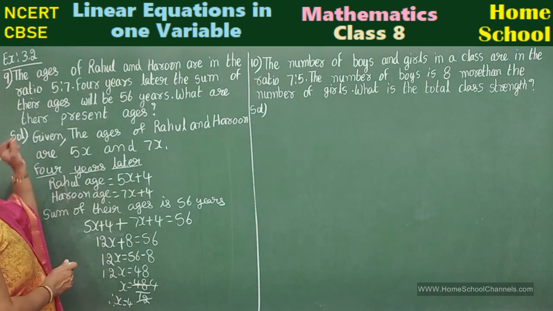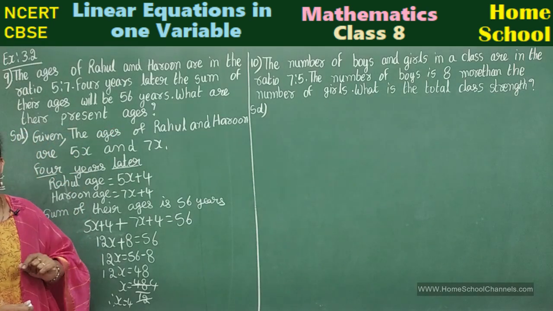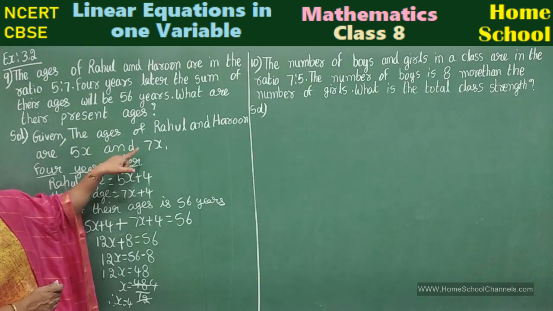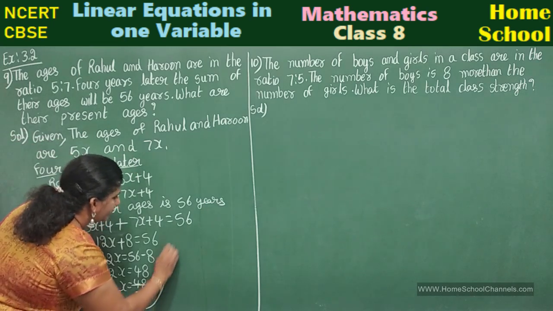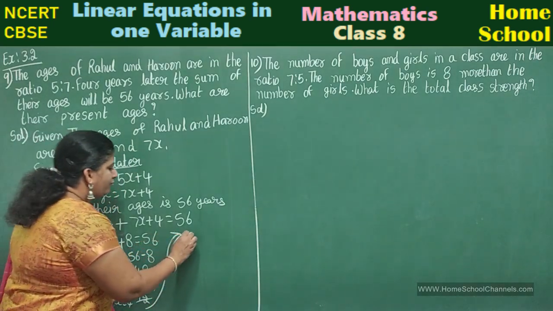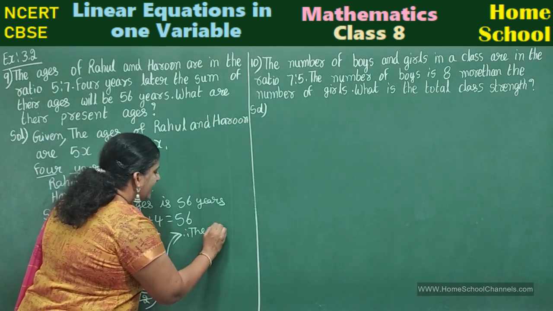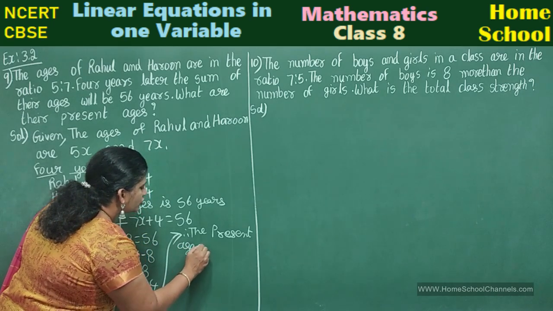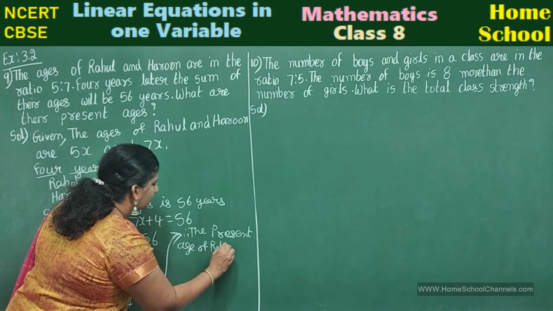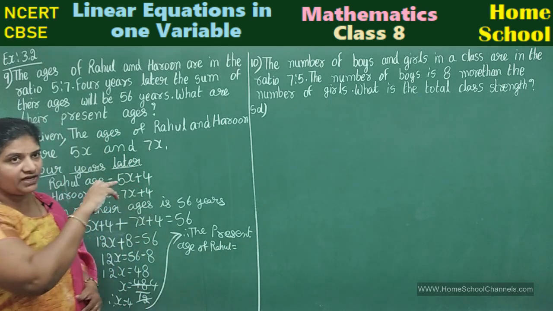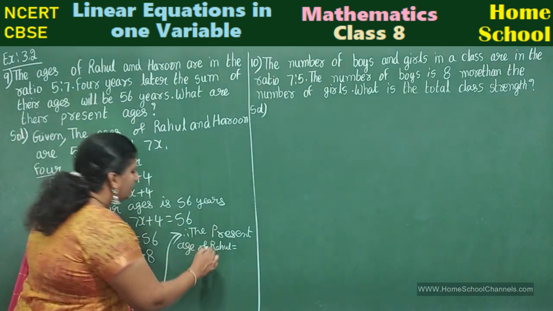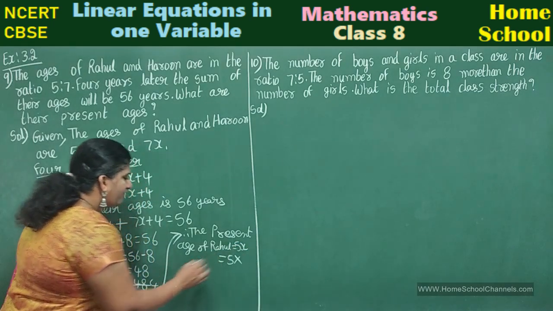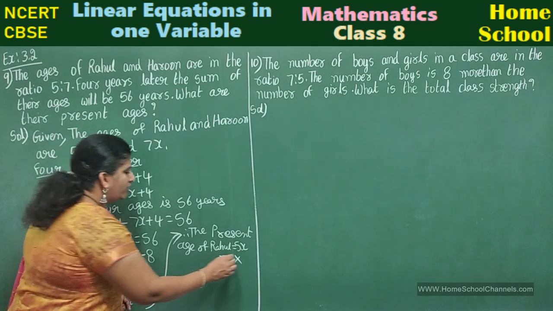No. We need to find the present ages. What is the present age of Rahul? 5x. And Harun? 7x. So continue the problem here. Therefore, the present age of Rahul is equal to ratio given. For that we have multiplied with a variable. Rahul is equal to 5x. That is equal to 5 into x value is 4.